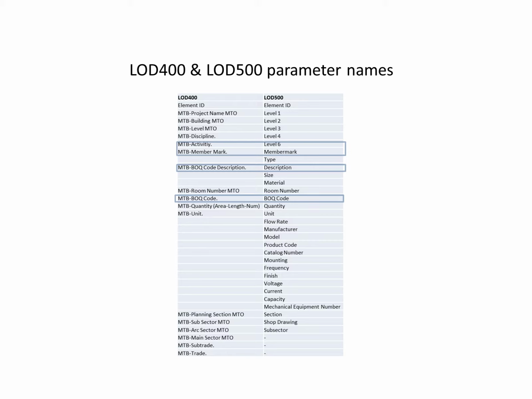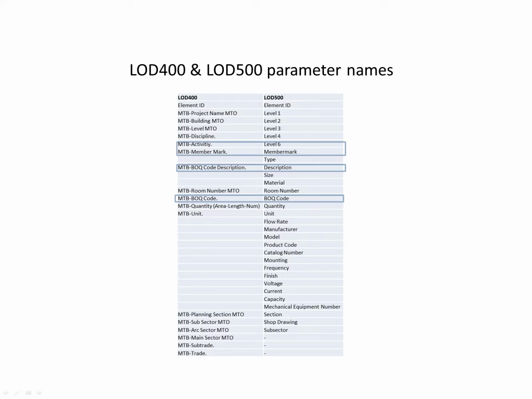Another issue I need to mention here: we are inserting data for two different LODs, okay? LOD 400 and 500. Basically, most of the parameters are common in both of them. Okay, let's see which parameters they are requesting for LOD 400 and 500. I tried to match them. As I said, most of the parameters are common for both LODs.